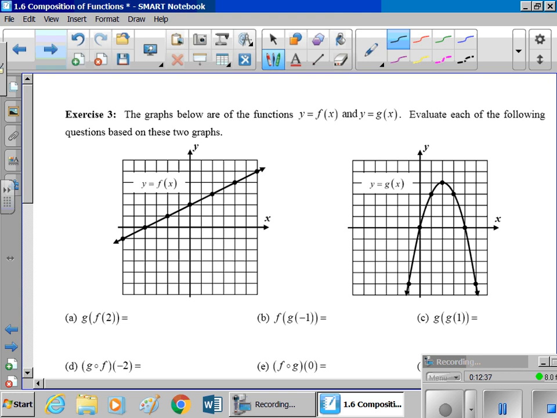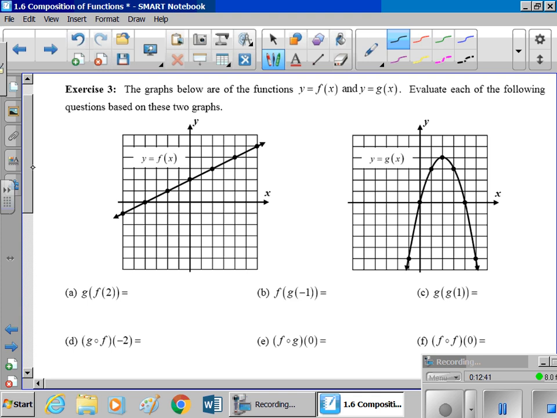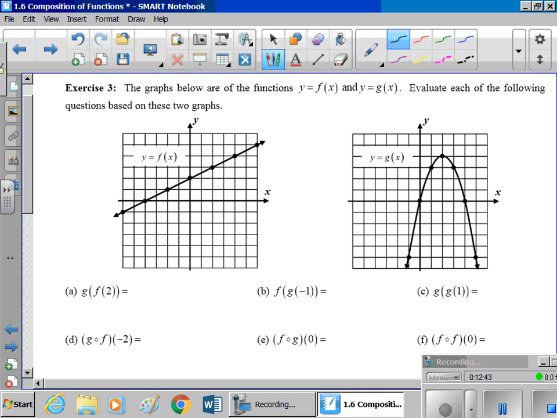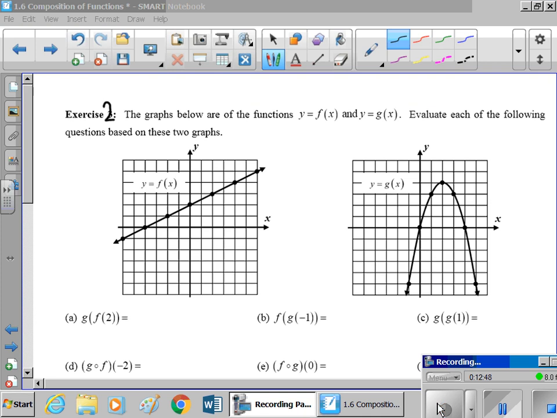Exercise 3. Whoops, nope, it's exercise 2. Somewhere along the lines this file must be an old one.